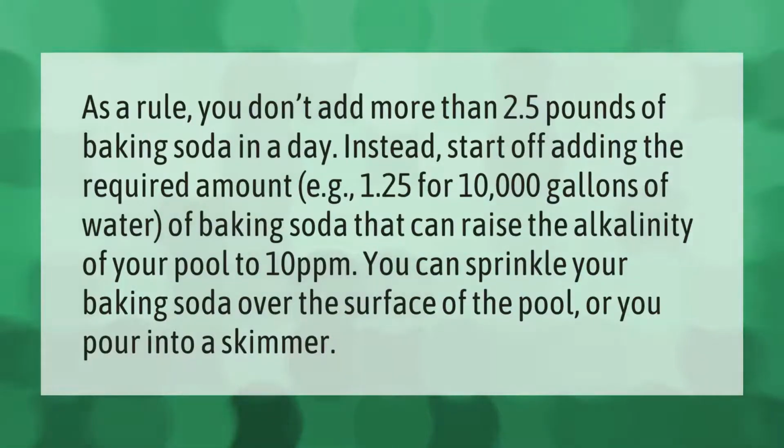As a rule, you don't add more than 2.5 pounds of baking soda in a day. Instead, start off adding the required amount, e.g., 1.25 pounds for 10,000 gallons of water, of baking soda that can raise the alkalinity of your pool by 10 ppm. You can sprinkle your baking soda over the surface of the pool, or you can pour it into a skimmer.